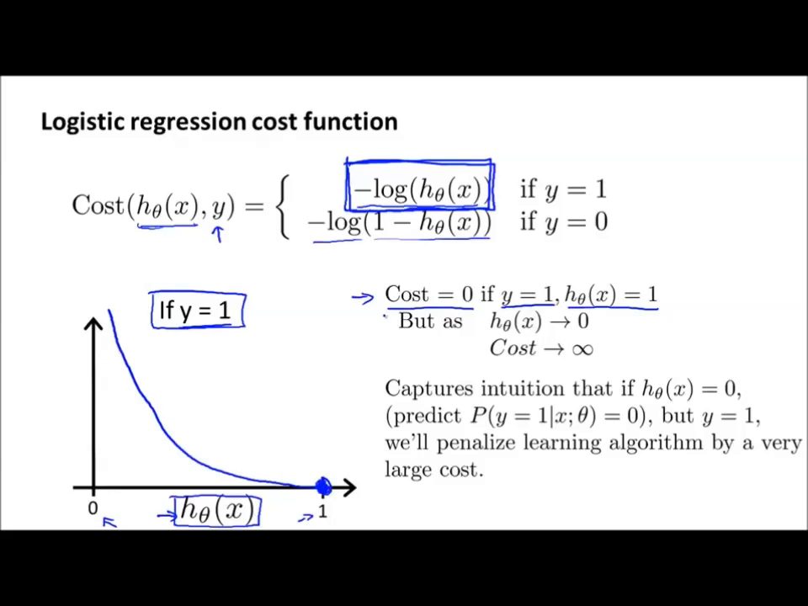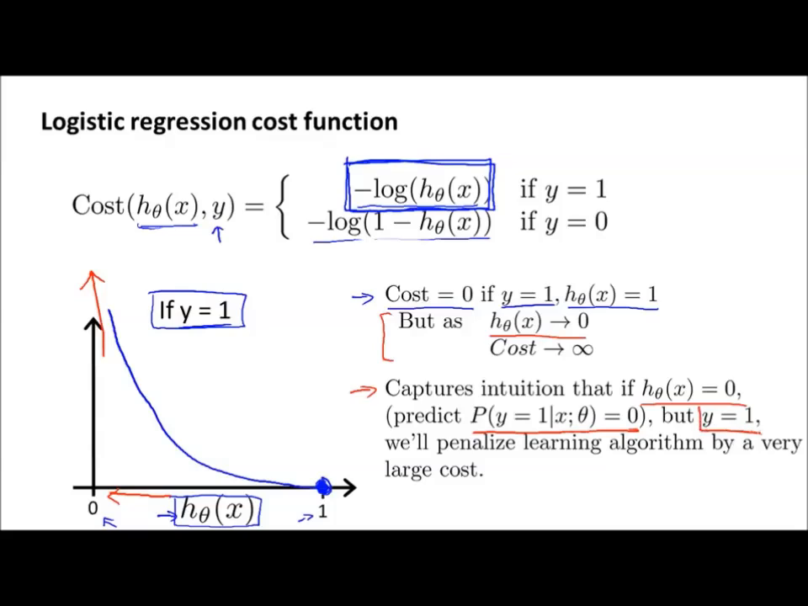But now notice also that as h of x approaches 0, so as the output of the hypothesis approaches 0, the cost blows up and goes to infinity. And what this does is capture the intuition that if a hypothesis outputs 0, that's like saying the chance of y equals 1 is equal to 0. It's kind of like going to a medical patient and saying the probability that you have a malignant tumor, the probability that y equals 1, is 0. So it's like absolutely impossible that your tumor is malignant.